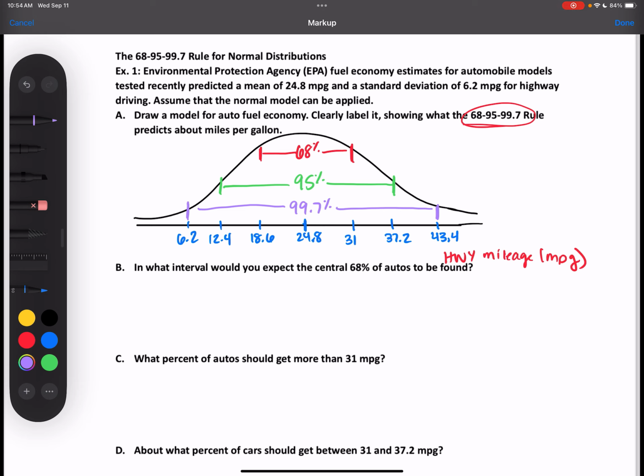And that's always true? These percentages, yes. Okay. So that's only if the graph's symmetrical though, right? Well, it's a normal model, so it has to be. Okay.